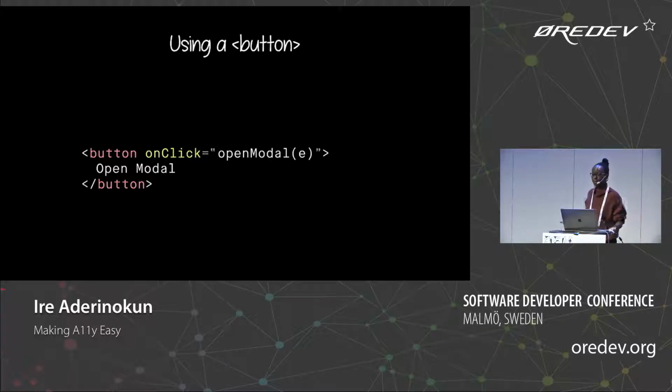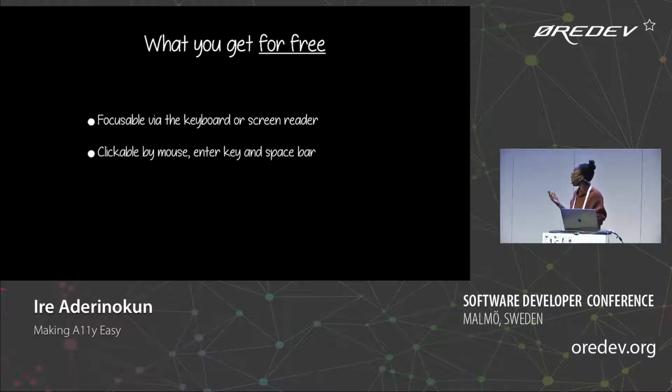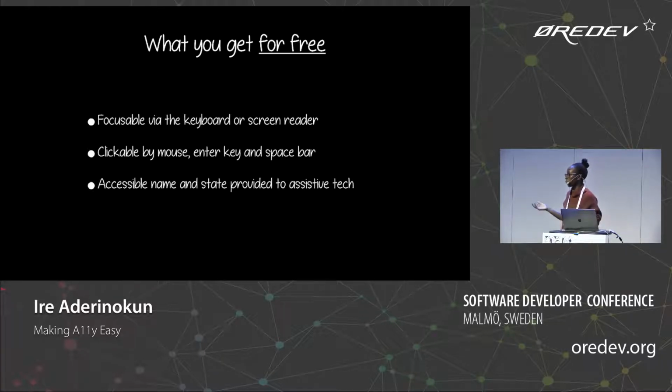So a typical example is if you want to have a button where if you click on it, it'll open something like a modal, for example. If you were to just use the button element, you could do pretty much just this. And you get a lot for free by just using that particular element. The element is focusable via the keyboard or a screen reader. It's clickable by a mouse, the enter key, or the space bar. It has an accessible name and state that is exposed to assistive technology.